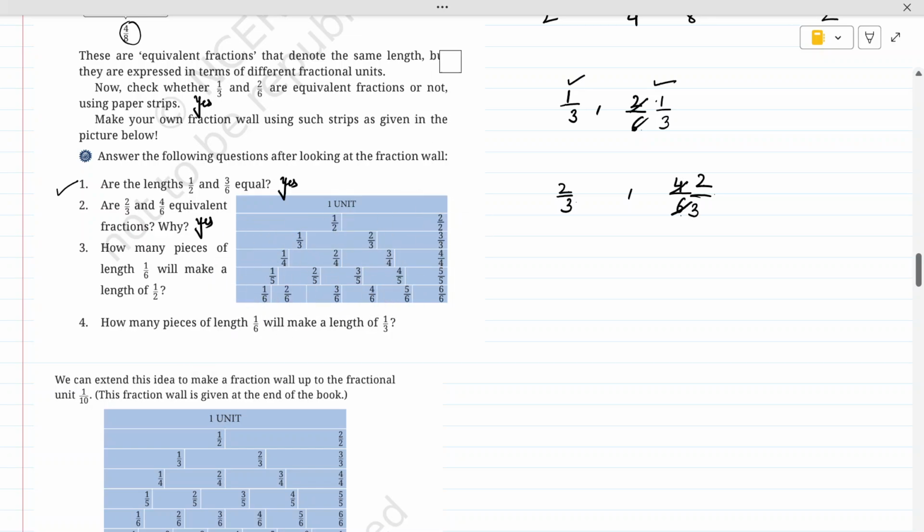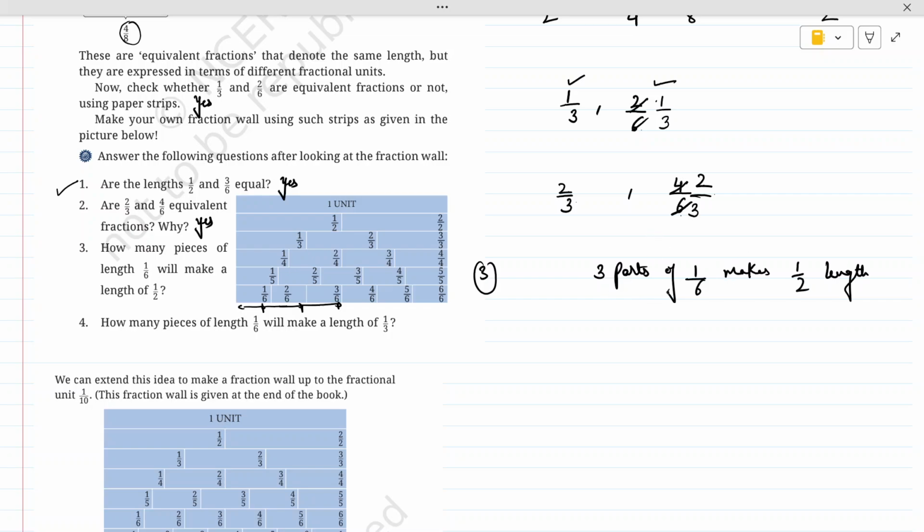Third question is, how many pieces of 1 by 6 will make a length of 1/2? So kids, you see here, this 1 by 6 plus this 1 by 6 and this 1 by 6 is making half. That means 1 part, 2 part and 3 part. Or I can write 3 parts of 1 by 6 makes 1 by 2 length. Okay, makes a length of 1 by 2.